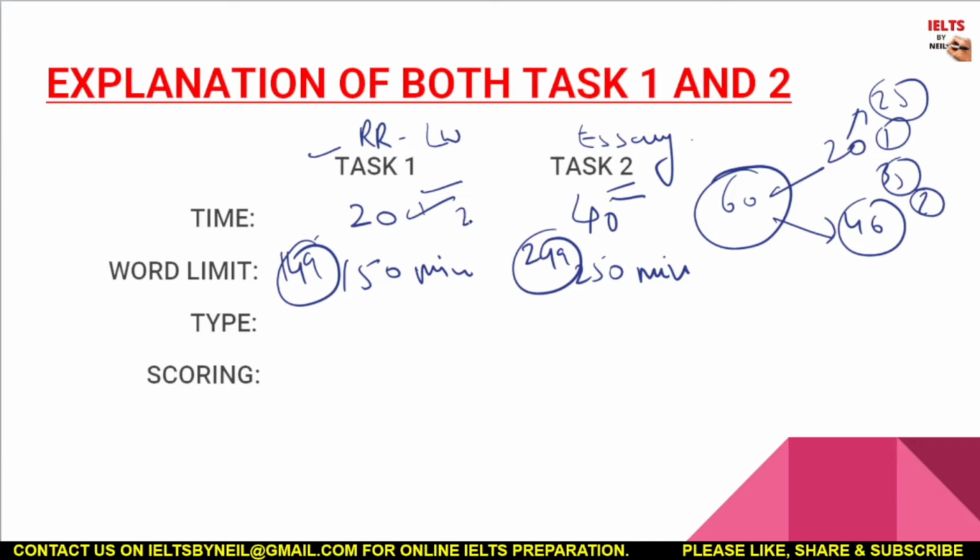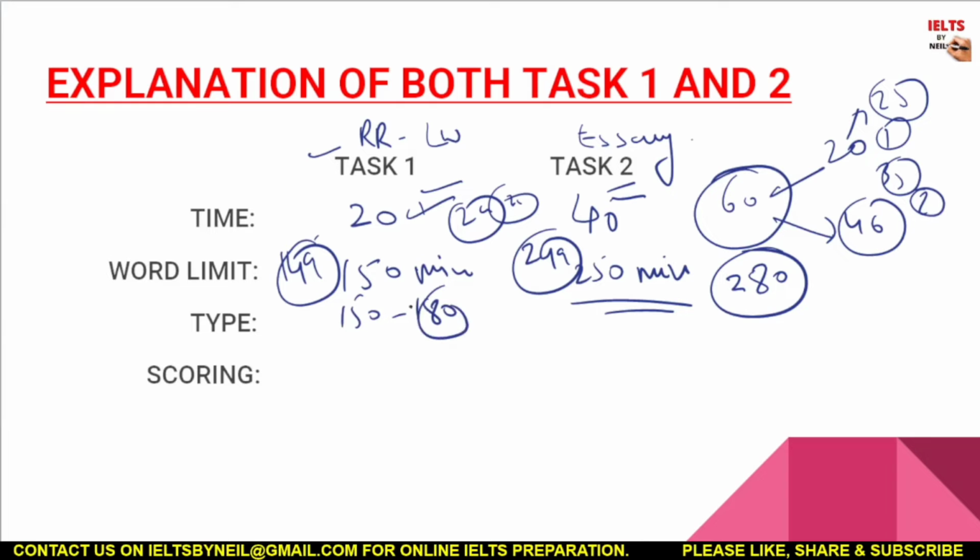You can write like 200, 300, but the thing is, you're not going to write 200 words because you have only limited time. So the chances are that you will end up writing around 150 to 160, 170, maybe 180. Okay, and the same goes here. 250, you can write up to 280. So the ideal word limit is 150 to 180 for task 1 and 250 to 280 for task 2. Okay, so this is the ideal word limit. Now time is done, word limit is done.